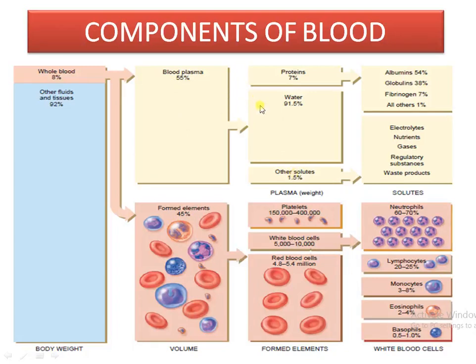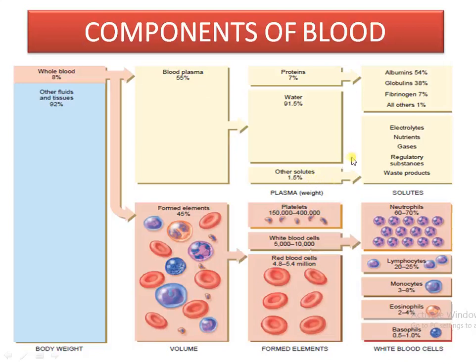Most abundant is water, that is 90 to 92%, and then comes proteins. Plasma proteins including albumin, which is most abundant protein 54%, and then globulin 38%, fibrinogen 7%, and then other proteins.